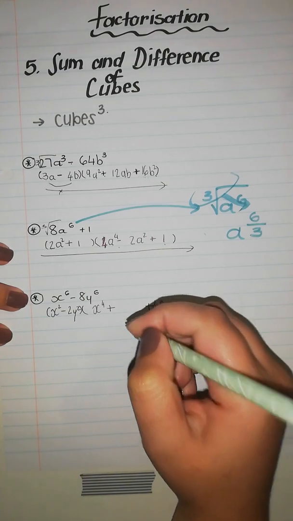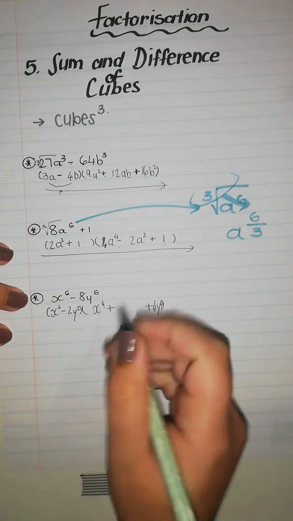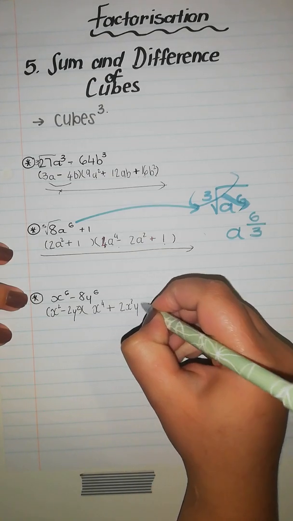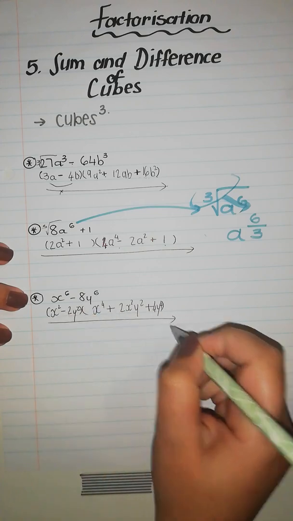Ooh, this is bad. Okay, then I'm going to times these two, which means it will be 2x squared y squared. And I'm done.